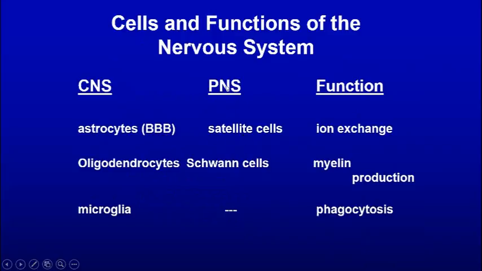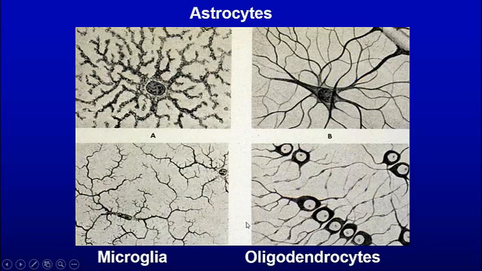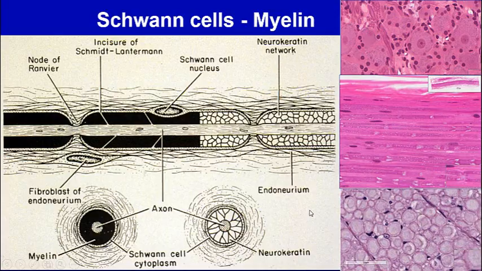And then the satellite cells in the peripheral nervous system, and for ion exchange is what they're doing. Oligodendrocytes in the central nervous system correspond to the Schwann cells in the peripheral nervous system, and they produce myelin. And then the microglia, you have in the central nervous system phagocytosis. You don't have that in the case of the peripheral nervous system. So here we see the astrocytes, microglia, oligodendrocytes that are located in there. And in the peripheral nervous system, we see the Schwann cell.